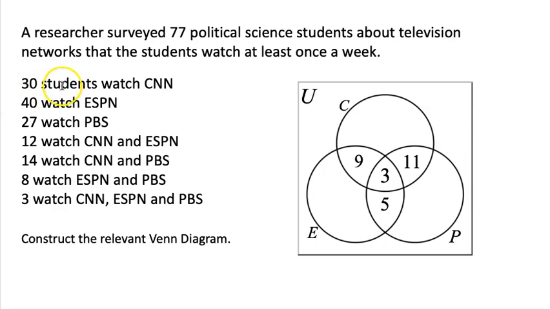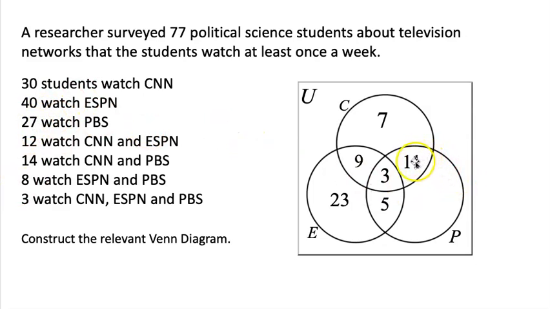So now I'm able to go ahead and look at the 1 at a time. So let's start here with 30 students watch CNN. CNN is these 4 regions. 11 plus 9 is 20, plus 3 is 23. How many more do I need to get to 30? The answer is 7. Let's look at ESPN next. 40 watch ESPN. 9 and 3 is 12, and 5 is 17. 17 to get to 40, how many more do I need? I need 23.